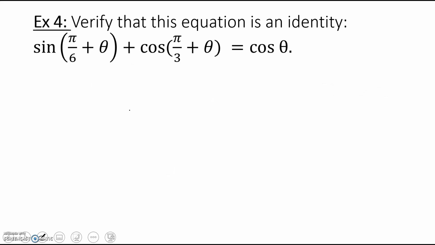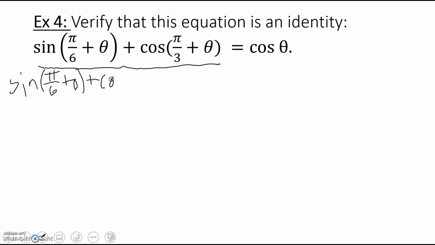All right, and so this is the last example we'll do in this video. Here, we're just going to go back to verifying identities. And so now we can verify some new identities because we have some new identities to use. And so we start with the most complicated side, and we also see that we can use the sum and difference identities for cosine. So we're going to start with this side, sine of pi over 6 plus theta plus cosine of pi over 3 plus theta. Remember, we start with the most complicated side, and we use that to simplify it to get to the other side. So I'm going to use the sum angle identity for sine here.